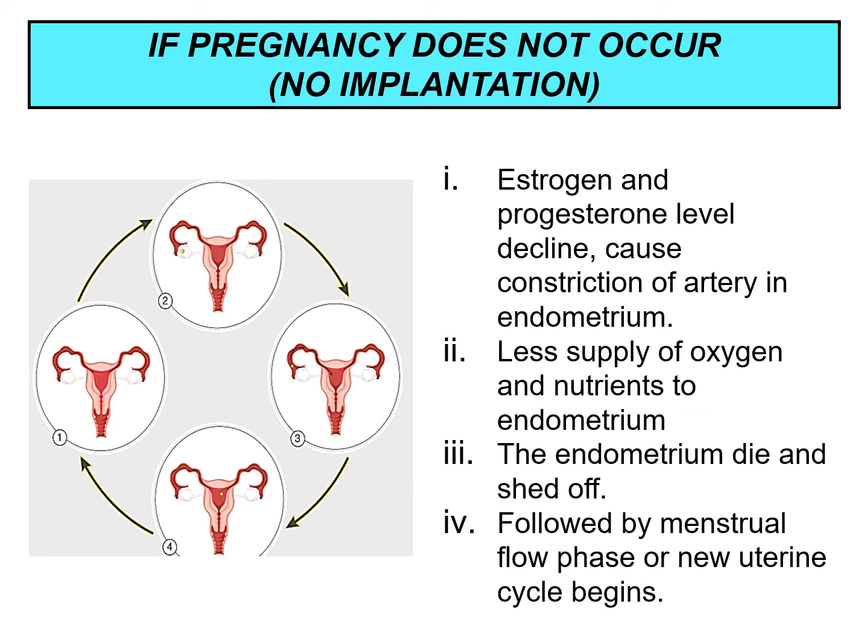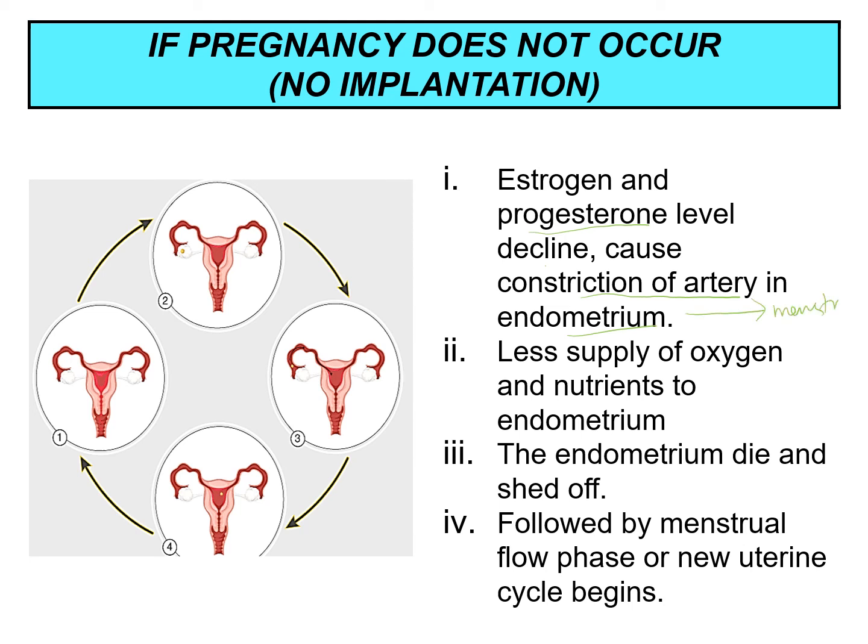Okay, let's look at the possibility that there is no pregnancy, meaning there is no fertilization, so no implantation of the zygote. What happens then? The estrogen and progesterone levels decline because the corpus luteum starts to disintegrate. When the estrogen and progesterone levels decline, it will cause constriction of the arteries in the endometrium, which will later lead to menstrual flow.